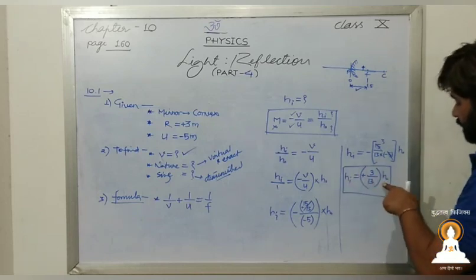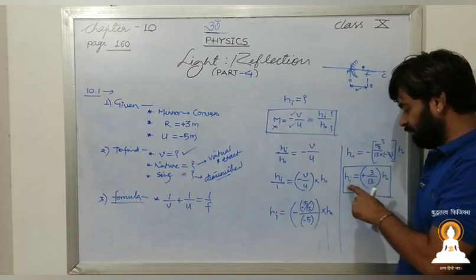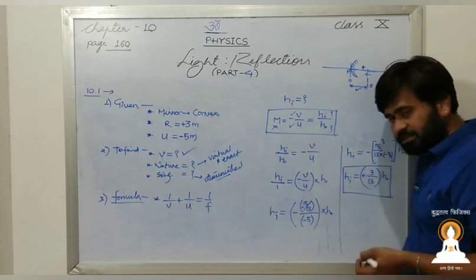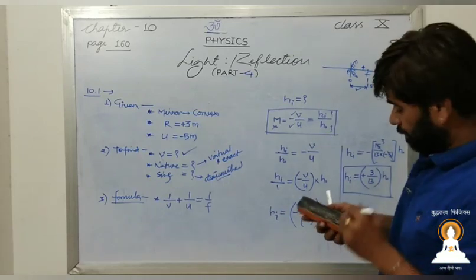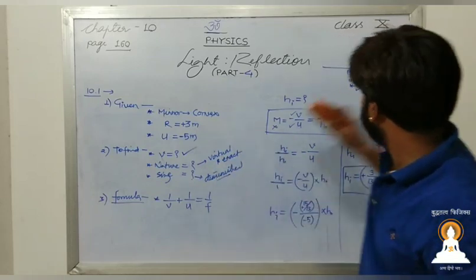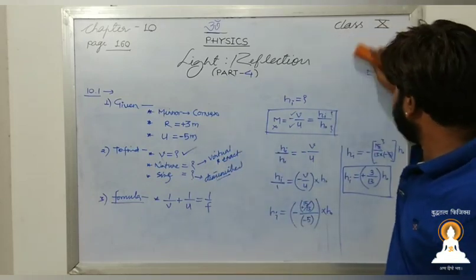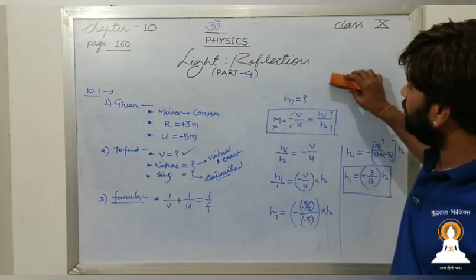So this is the next result. Whatever, if they give us any value for the height of the object, then we may find out the height of the image. So this was numerical 10.1. You may try it further. So this was all about the numericals.